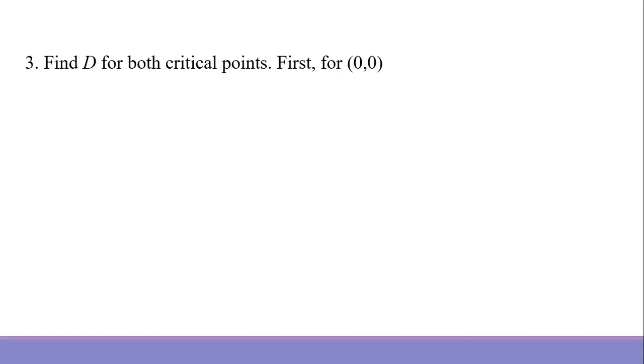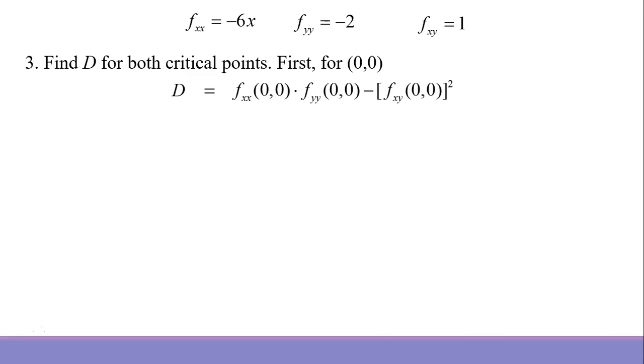Now we need to find this d for each of the points, but we need to do it one point at a time. So for 0, 0, we need to look at our second partial derivatives. Now in this case, you'll notice f sub x does have a variable in it. So that means that when we find the value of d, and we're looking at f sub x, we have to substitute 0 for the x in f sub x. F sub y and f sub xy are just constants. So when we simplify, we get -1.